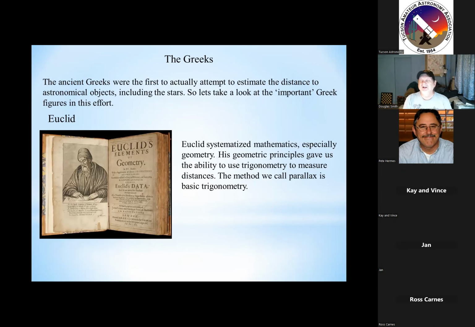We all know who Euclid is. He came up with basically modern geometry, and he gave us the geometrical principles that allowed us to use trigonometry as a way to measure distances. The method that we call parallax is trigonometry. It's basic trigonometry, and he's the one who came up with the principles behind it.